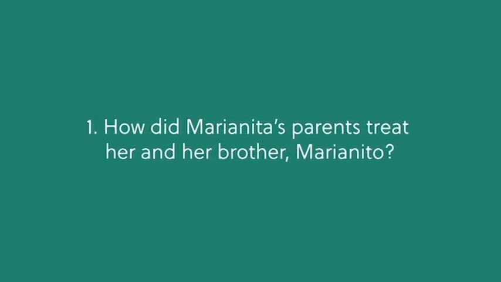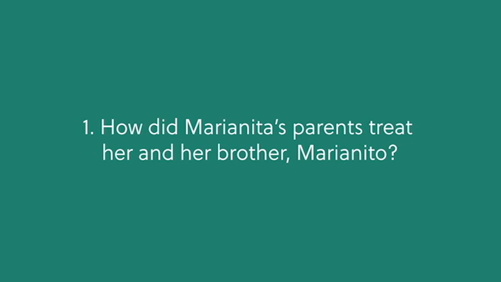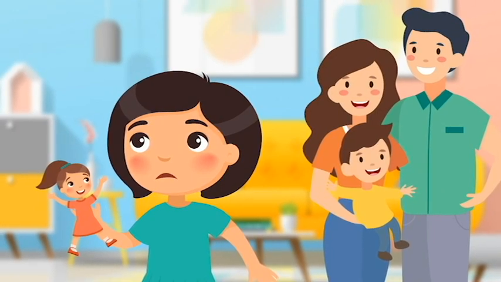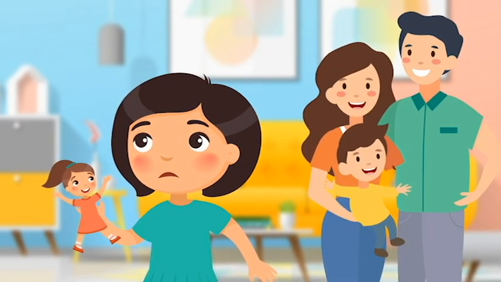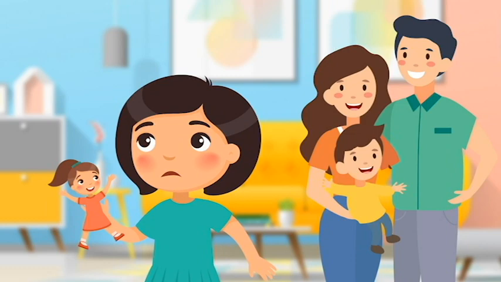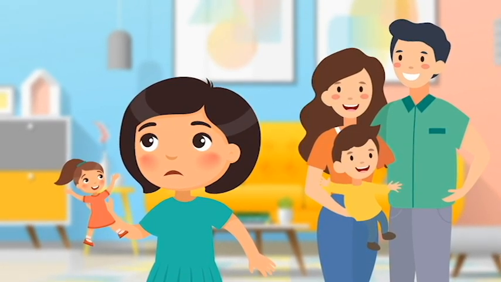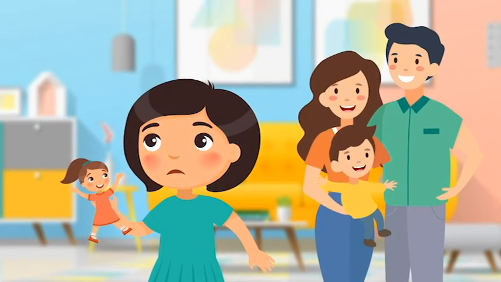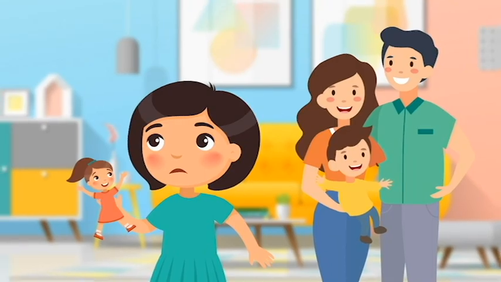Now that we have read the text, let us answer these questions. Number 1. How did Marianita's parents treat her and her brother Marianito? Marianita's parents treated her and her brother Marianito differently. They seemed to favor Marianito more. He always got what he wanted, even if it meant Marianita would sacrifice.